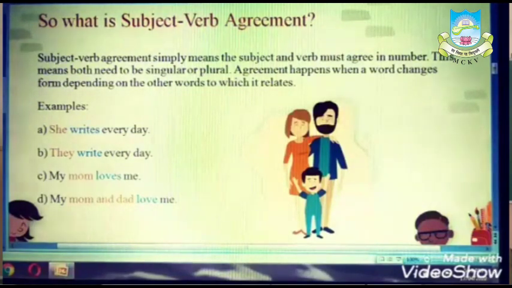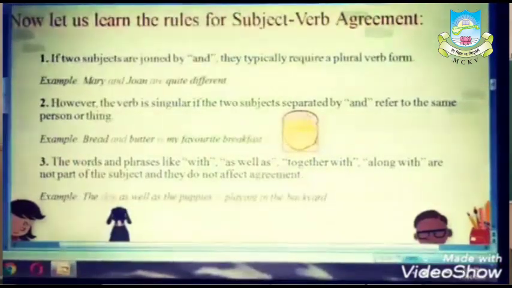Now, apart from this basic rule, there are few more rules of subject-verb agreement which we are going to discuss in this video. Now, let us see the rules of subject-verb agreement. Now, consider the first rule. If 2 subjects are joined by and, they typically require a plural verb form.